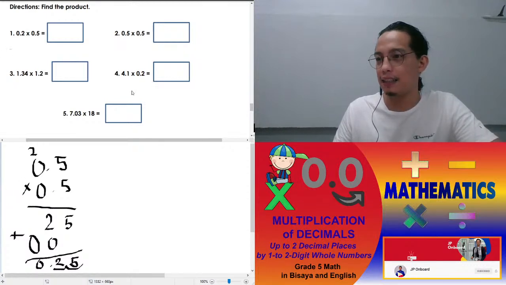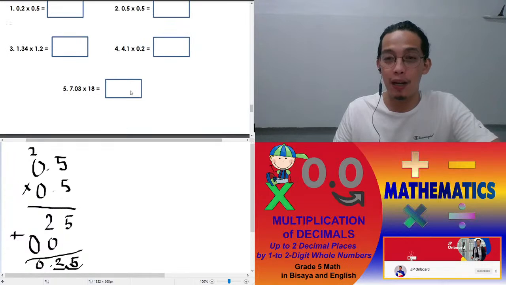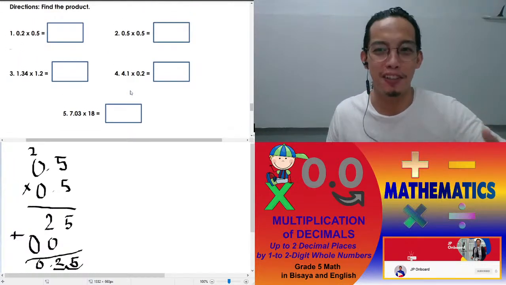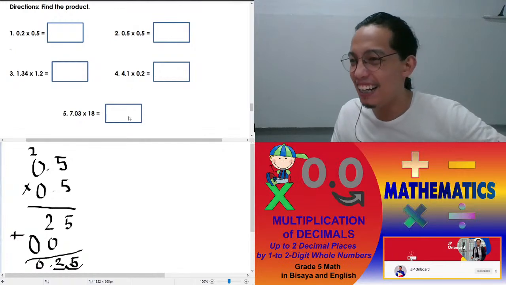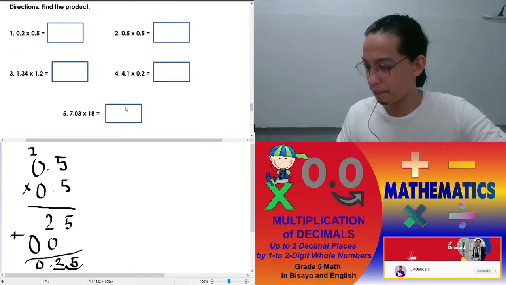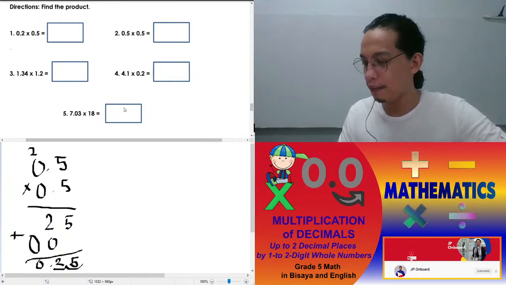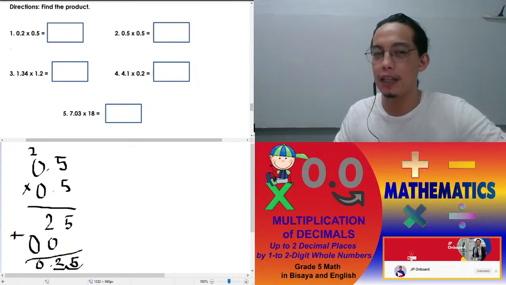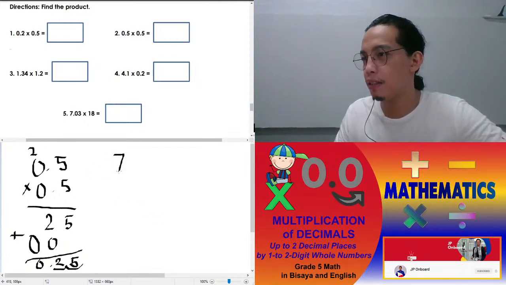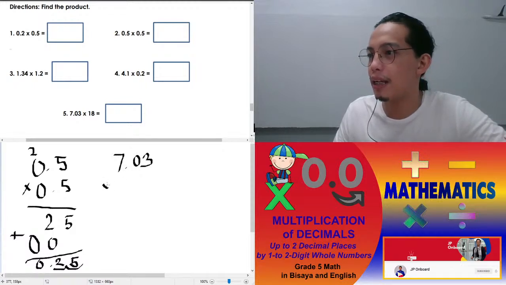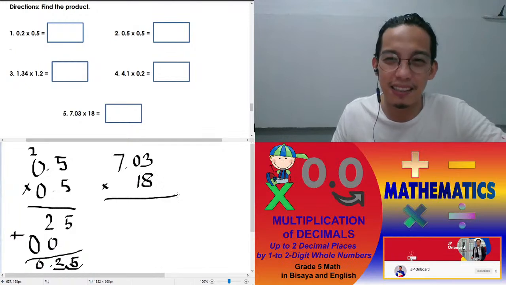Next is the last number, the one not on zero and half, so that you have a chance to do it on your own. Let's have 7.03 times 18. Let's try that. Where's my scratch paper? 7.03 times 18. There are a lot of digits already coming in.